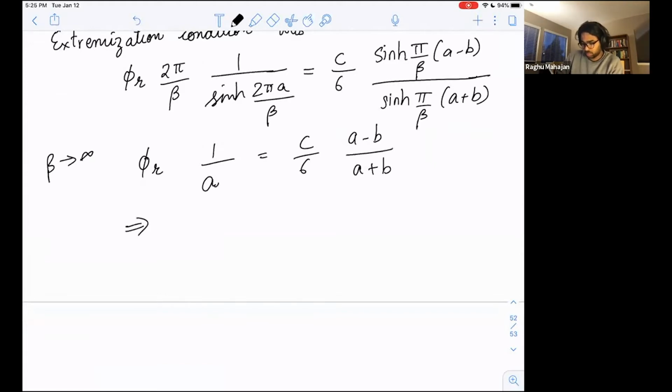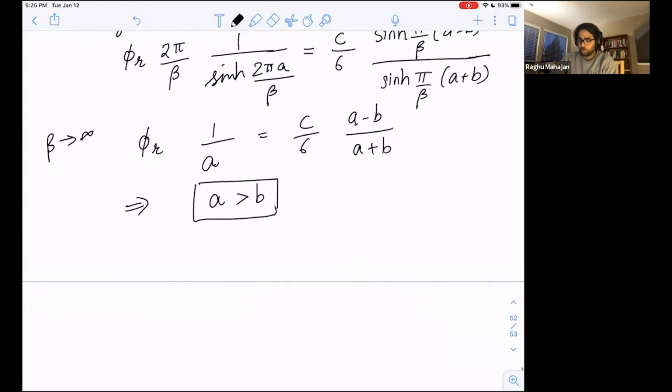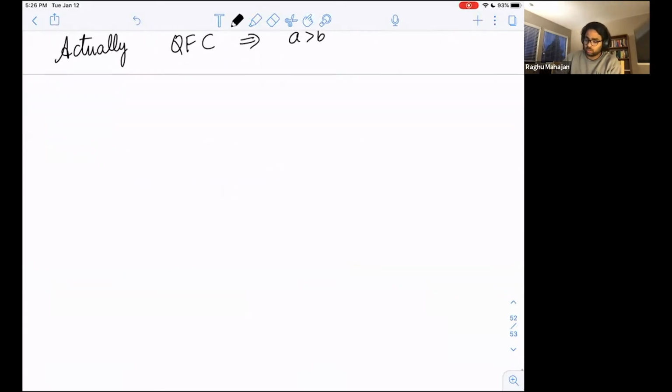As I mentioned last time, the left-hand side is positive, so the right-hand side also has to be positive. This implies that a is bigger than b. Let's see how we could have concluded a greater than b without knowing the extremization condition. We will show that actually the QFC implies a greater than b.